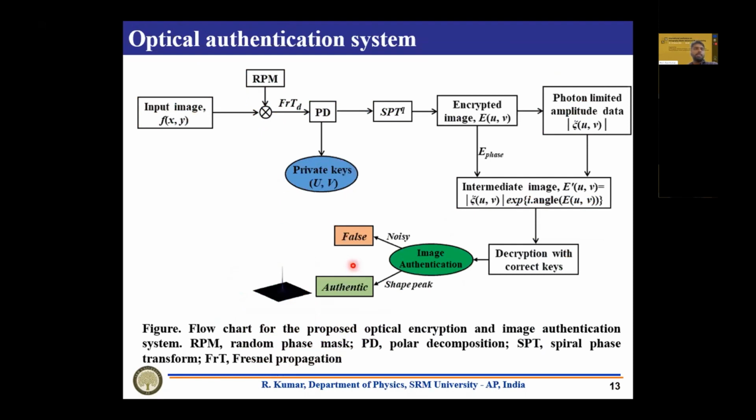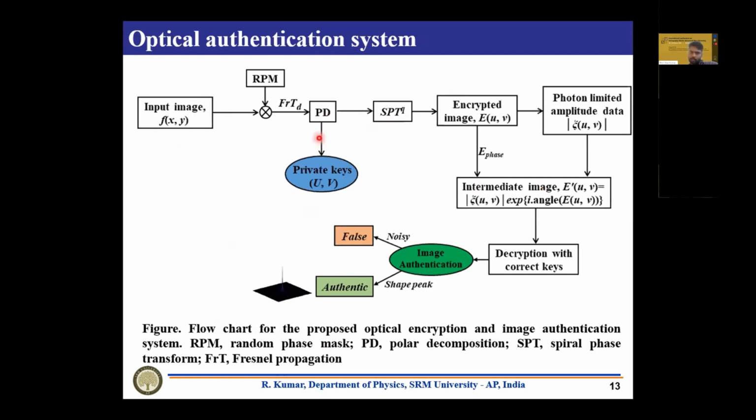Now, the next system is for authentication. In authentication, we don't need to retrieve the full information. A small portion of the original information will also be okay, because there we will be using nonlinear correlation. Nonlinear correlation will give us a sharp peak if there is any information available. So this is the schematic of that system.